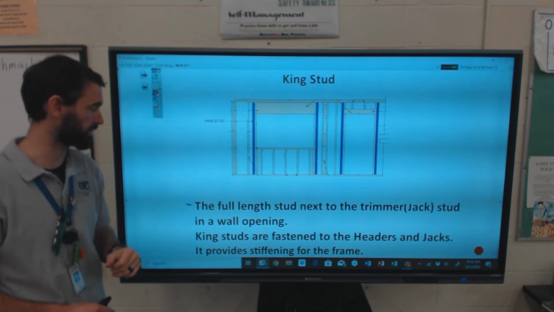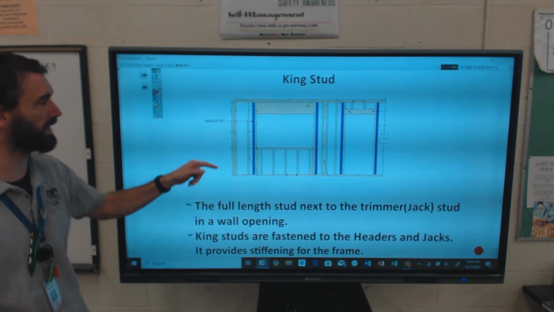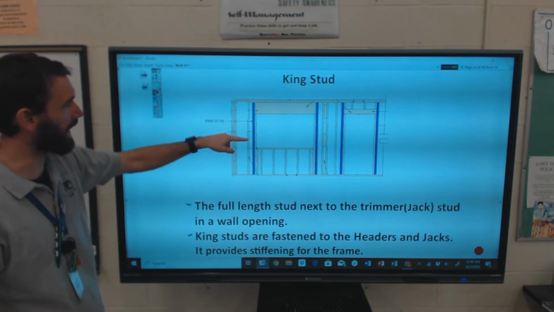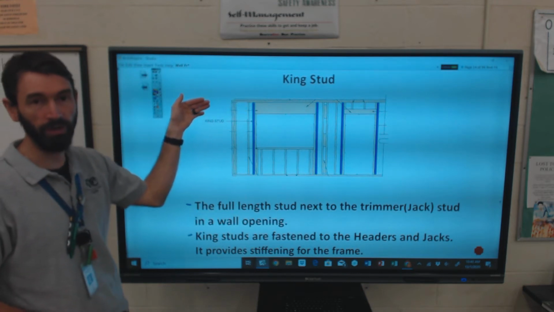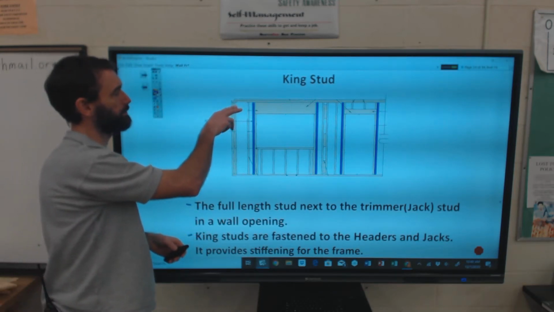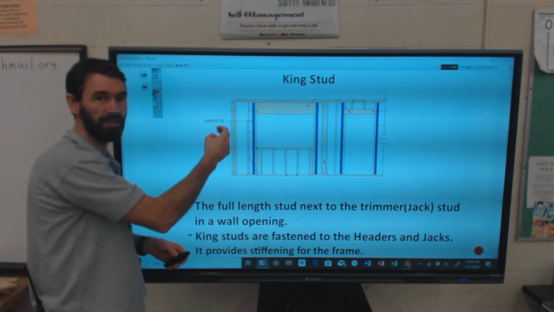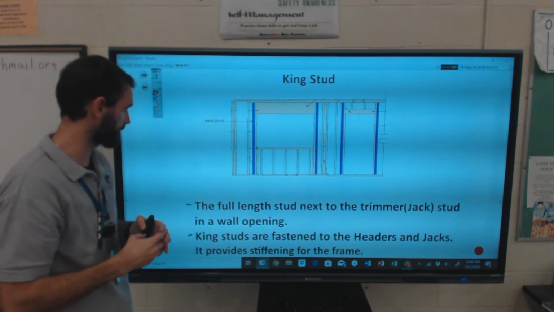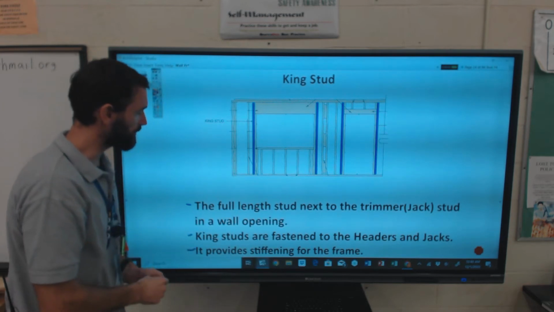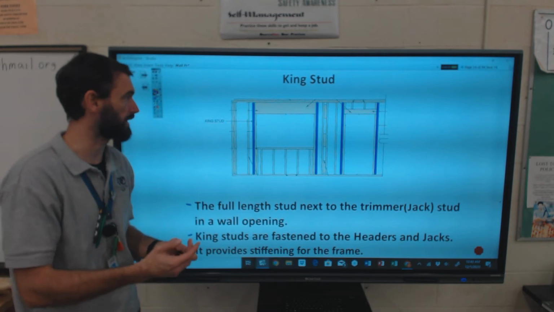You're going to have king studs. Okay? And then king studs are fastened to the headers and the jacks. So you do the face nails through the king stud into the header, and then jack stud back into the king stud. So they're connected together. And it provides stiffening for that wall opening, for that wall frame.